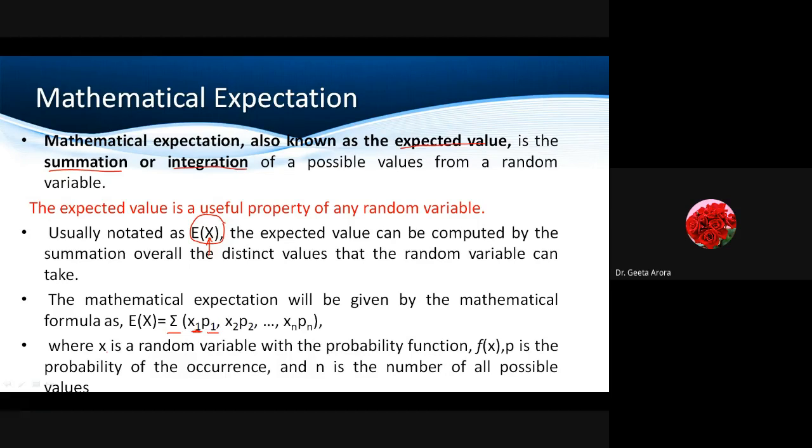Here we have defined X as a random variable with the probability function fx, and p is the probability of the occurrence. In a general way, in layman's language, expectation is just the mean of a random variable. The other name we can use is the expected value of X. And how are we going to calculate it? By taking the summation of xi into pi.